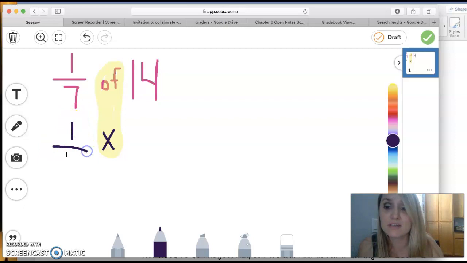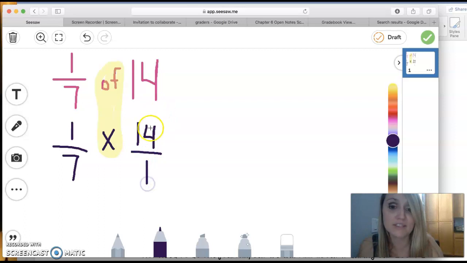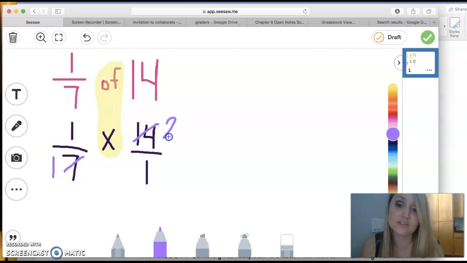So we have 1/7 times, and you know if you have a whole number, you put it over 1, okay? Because even if you did 14 divided by 1, it would still be 14. Okay, again, here you can either multiply straight across and do 14 over 7, or you can reduce. Okay, so these two can be reduced. 1 and 1 can't be reduced, but 14 and 7 both have 7 in common. So 7 divided by 7 is 1. 14 divided by 7 is 2.